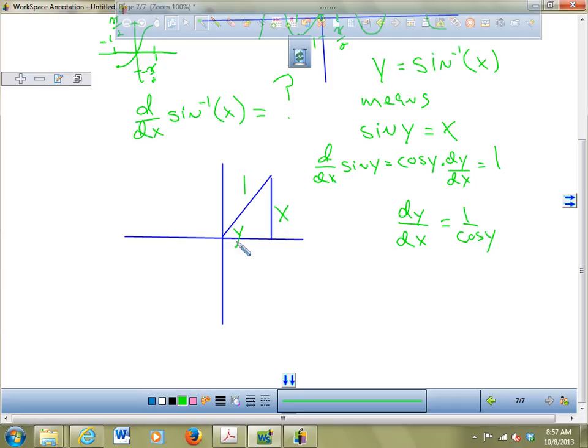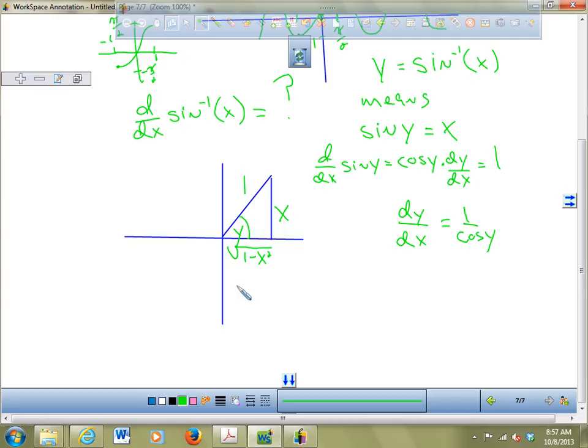Because if sine of y is x, and this is angle y right here, then it's opposite over hypotenuse, x over 1. By the Pythagorean theorem, what does this side come out to be? The square root of 1 minus x squared. Is there anyone who has trouble seeing that? This squared plus this squared equals this squared, so if I go 1 squared minus x squared and take the square root of it, I get the square root of 1 minus x squared. Okay? So now I look at this expression for dy dx. What is the cosine of y in this picture?